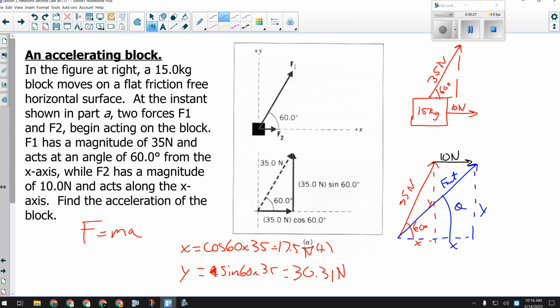Okay. All right. So I've got the 35 newtons, and then for the black line, well, it's just x equals 10. There's no y component for that one. So I've got to put these together. That's going to mean that blue x is going to be 17.5 plus 10. So it'll be 27.5. And blue y will be 30.31. Okay, can I calculate my net force and my angle? Then that's what I should do next.